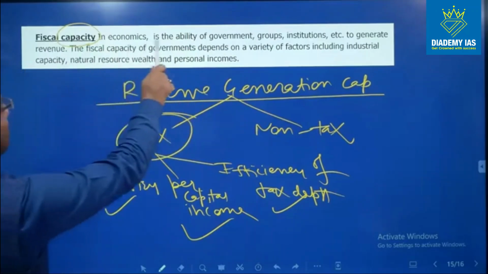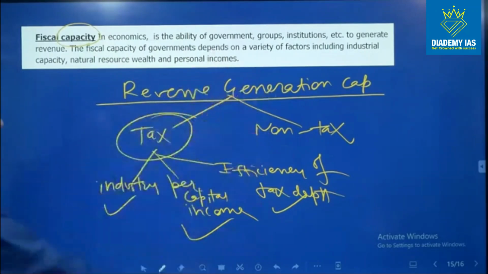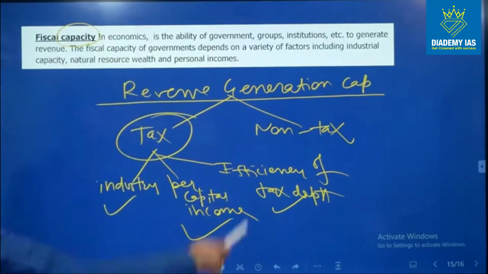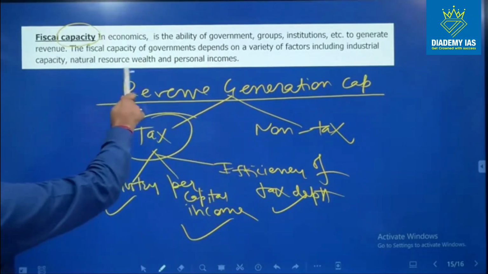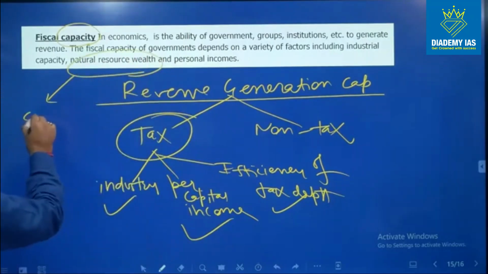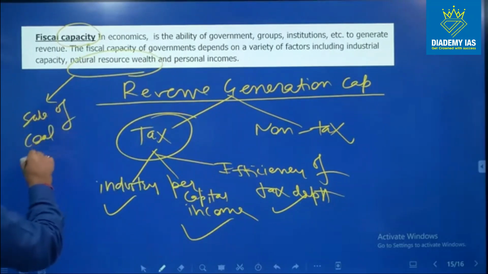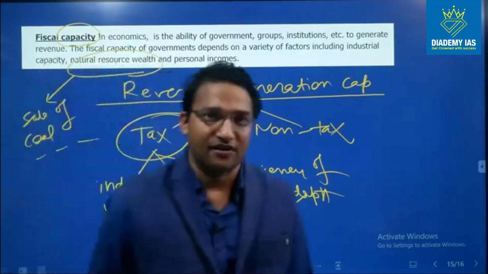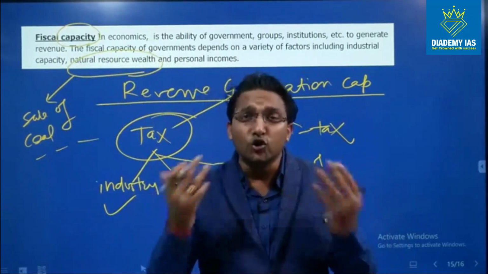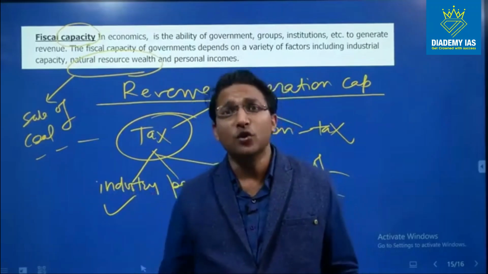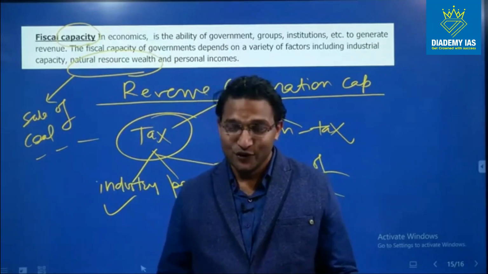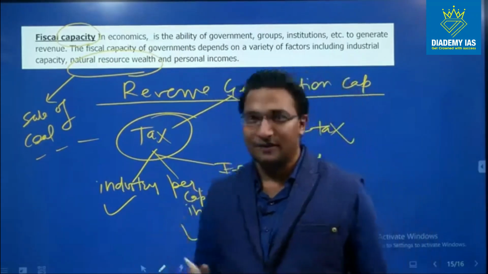So fiscal capacity in economics is the ability of the government, groups, institutions, etc. to generate revenue. The fiscal capacity of the government depends on a variety of factors, including industrial capacity, natural resource wealth, and personal income. Natural resource wealth is also important, for example, by sale of coal resources, by sale of spectrum, etc. For example, Middle East countries have huge oil reserves, so their fiscal capacity is good because they can always sell the oil and generate revenue. So this is about fiscal capacity.